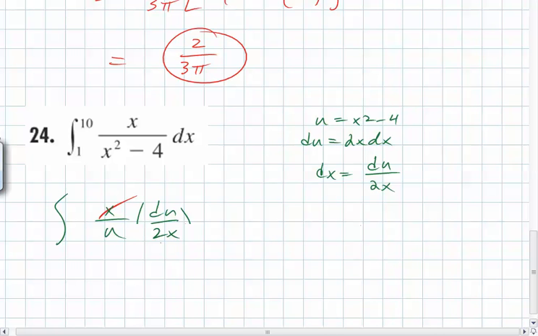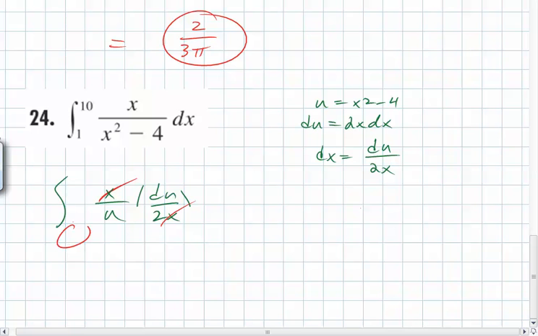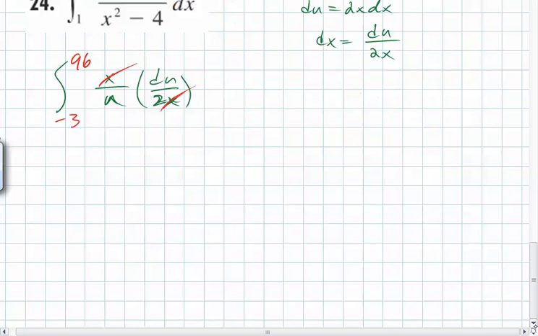So what do the limits become? When you plug 1 into that, what do you get? Negative 3. And now when you plug 10 in, what do you get? 96. So you have this right here. You have the integral from negative 3 to 96 of u to the negative 1 du.